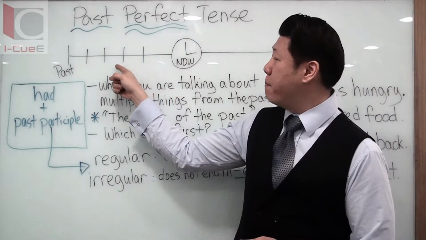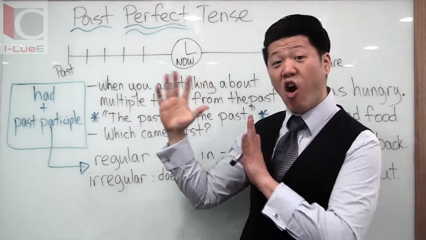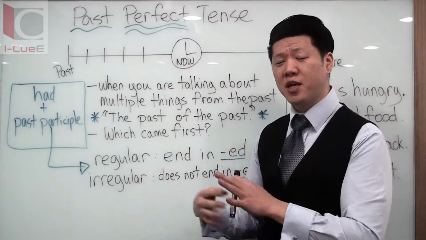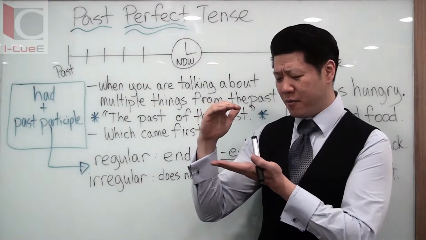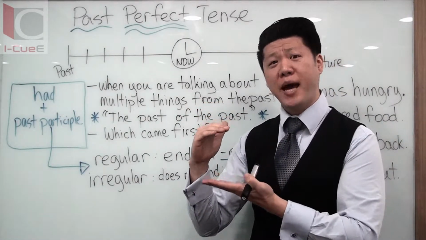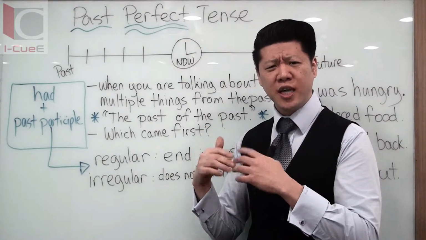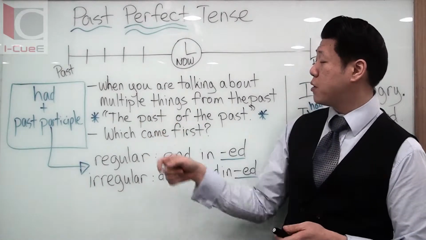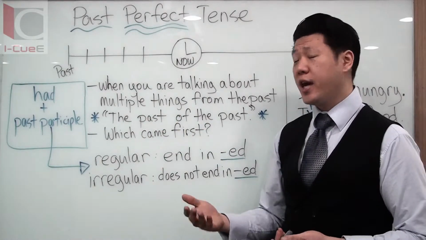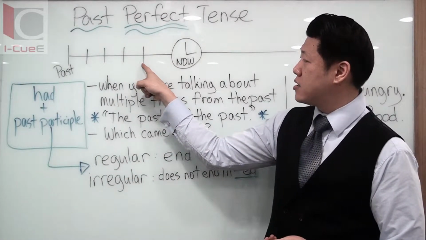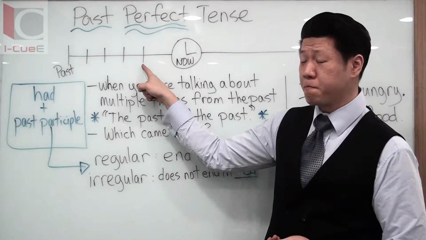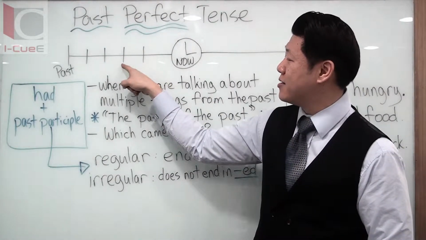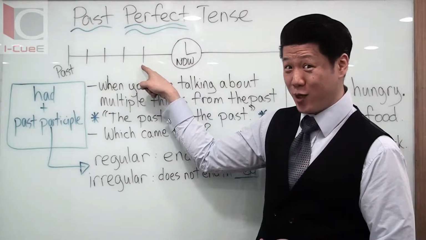If you have many things that you are talking about that are already done, you want to be clear which one came first. Because sometimes if you just have many different simple past sentences together, it could be confusing as to the right order. And that is why we have the past perfect. Some people call the past perfect the past of the past. And what that means is that if you are talking about something that happened here on the timeline, you have something in the past. What happened before that? So this is the past of the past story that you are talking about.